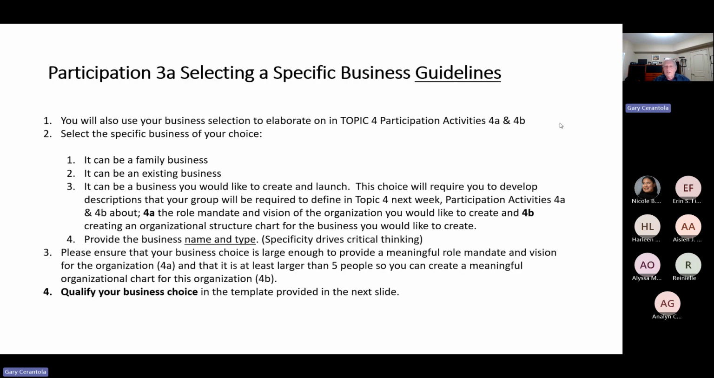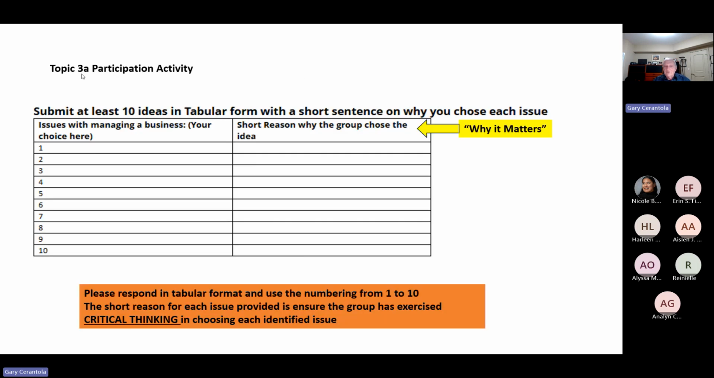So here are the specific guidelines. It can be a family business or it could be an existing business. If you want to pick a business that's in Red Deer or somewhere in the Philippines or wherever, as long as you fill out this information, that's fine. It could be one that you're working on, or you own, or you want to create or launch. This gives you all that. All right, now, once you've chosen that business, for 3A I want you to identify the top 10 issues of managing that particular business, and then tell me why the group chose those ideas.